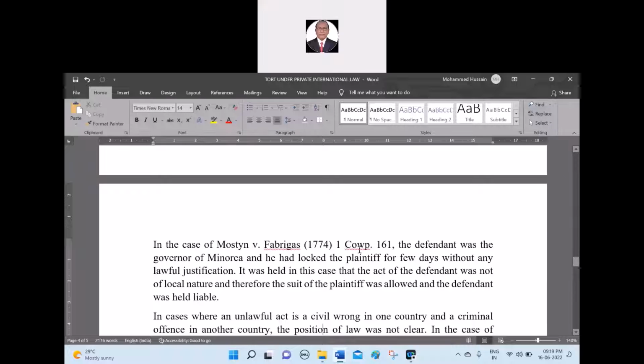It means you intentionally included his name to make a stigma on his character, to make an allegation on his character, to tarnish, T-A-R-N-I-S-H, his reputation.